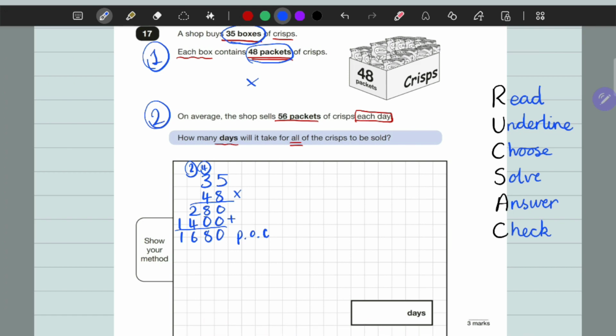Next step is going to be 56 packets of crisps each day. Well, I need to divide my total number of crisps by 56 each day in order to work out how many days it's going to take. So I'm going to put that into my bus stop method as well. I've got 1,680 packets of crisps divided by 56 packets per day.